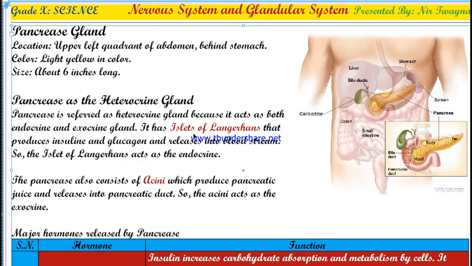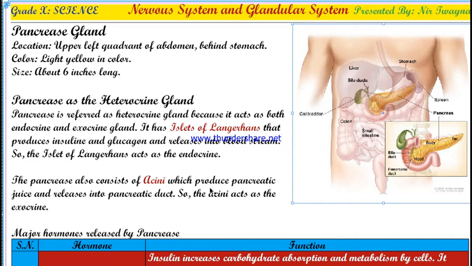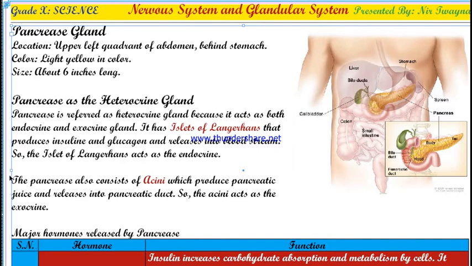Now, the islet of Langerhans produces insulin and glucagon hormones, and it releases these hormones directly into the bloodstream. So the islet of Langerhans acts as an endocrine gland, whereas the pancreas also contains acini, and acini produce pancreatic juice. Pancreatic juice is responsible for digestion of food, and it is released into the pancreatic duct. You can see the pancreatic duct in this diagram, these green colored ducts. Through the pancreatic duct, it is released into the intestine. So acini act as the exocrine gland.